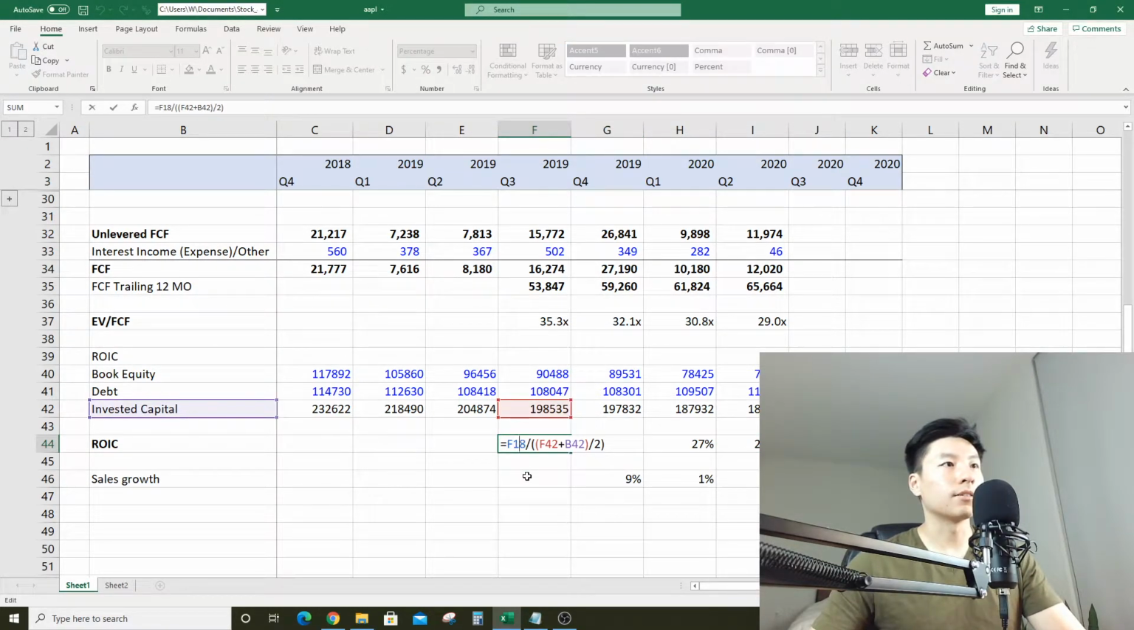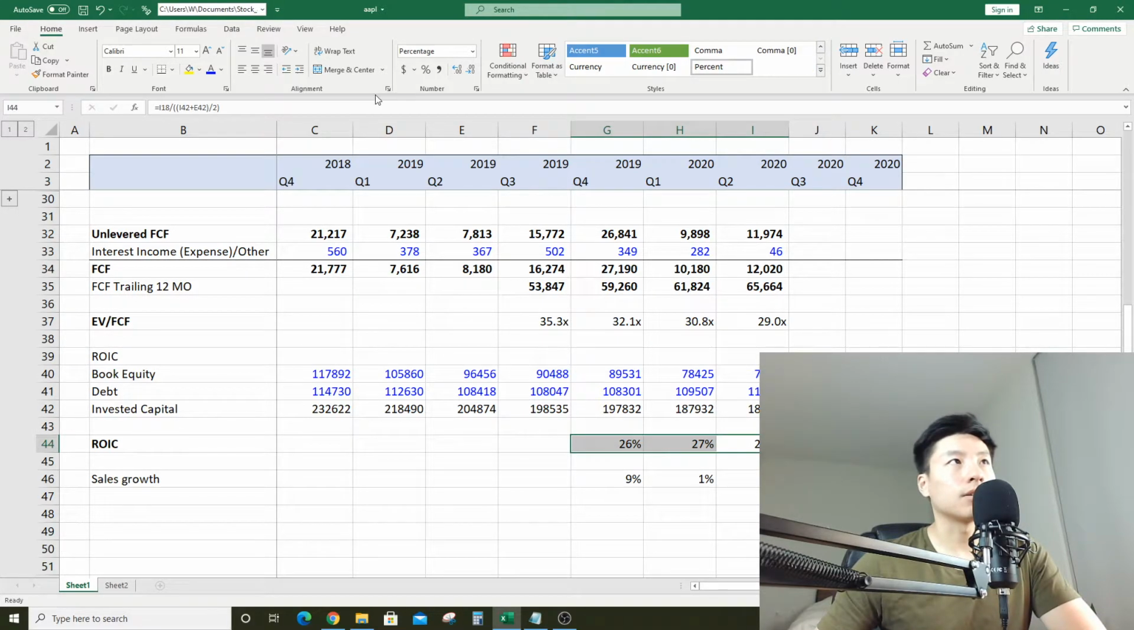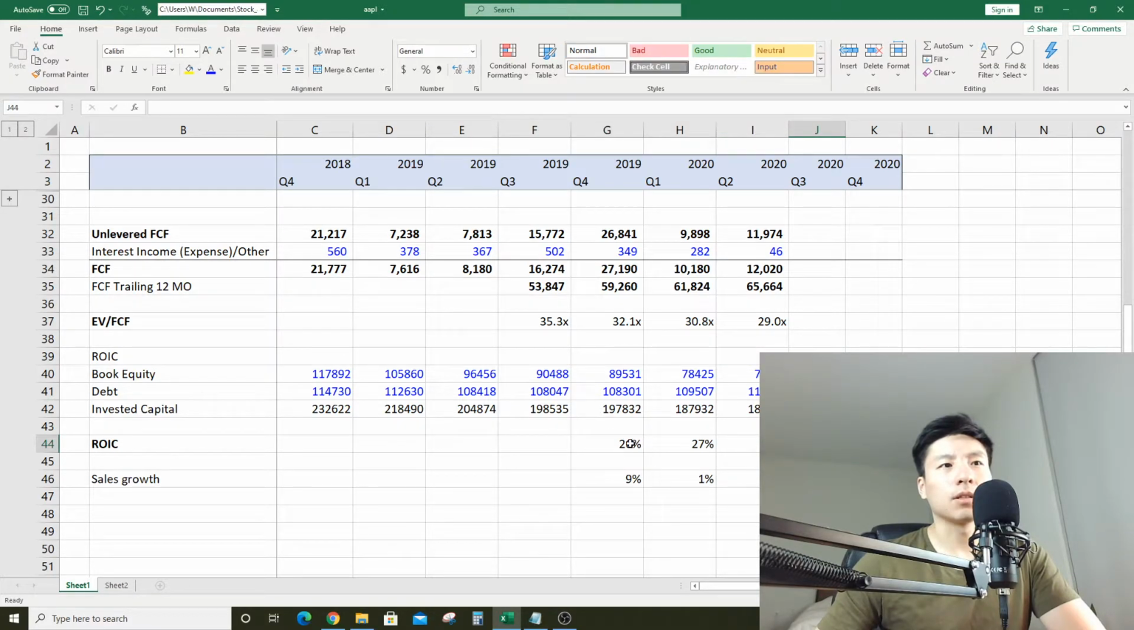Why is this a value? Because we don't have data. So it looks like Apple's ROIC is about 26 to 29%. That means that if you gave Apple $100, they're turning it into $130. So they're definitely generating a lot of value.